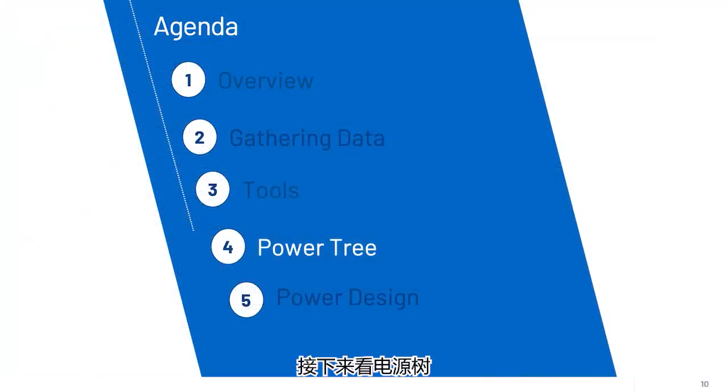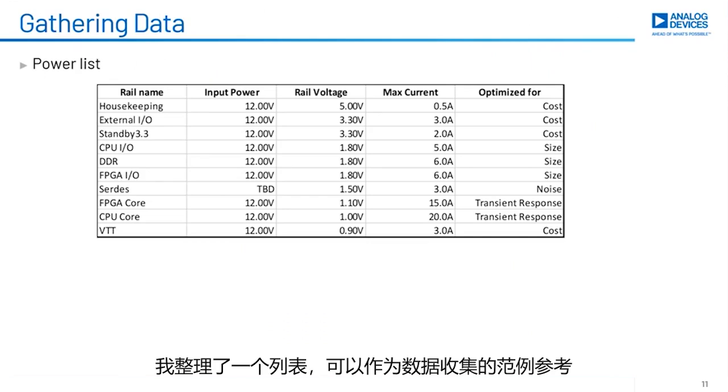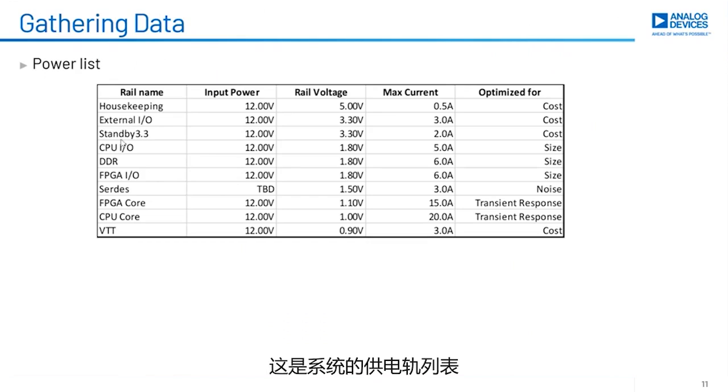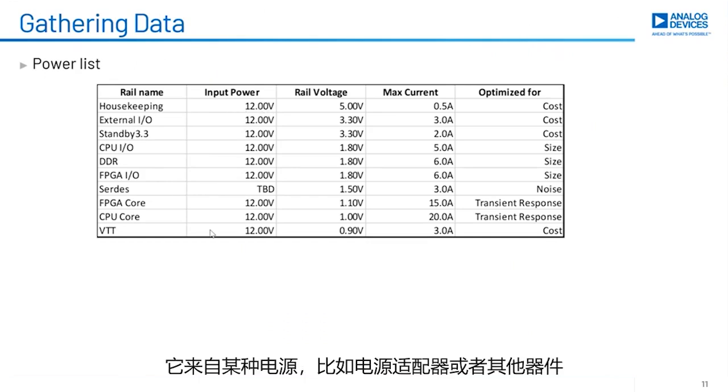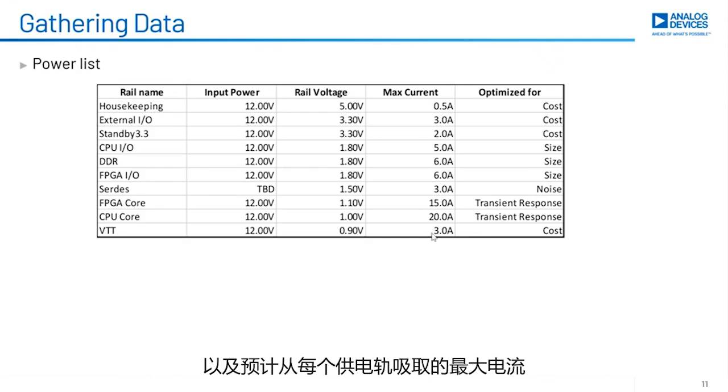Okay, so power tree. What's the first thing we have to do? Well, the first thing we need to do is to gather that data. And so I put together a list here that is an example of what you might gather. So this is a list of rails for the system. From this, I can surmise that the input power is 12 volts. It's coming from some kind of power supply, or maybe it's a power adapter or whatever. Each rail has a name, and then we have the rail voltage for each rail and the maximum current that's expected to be drawn from each rail.